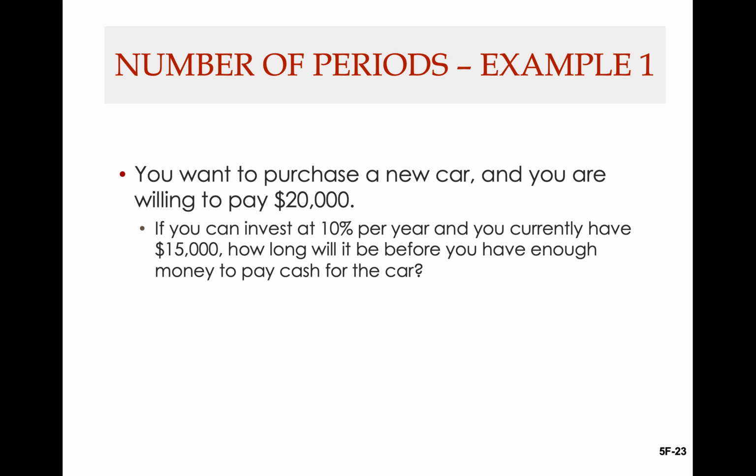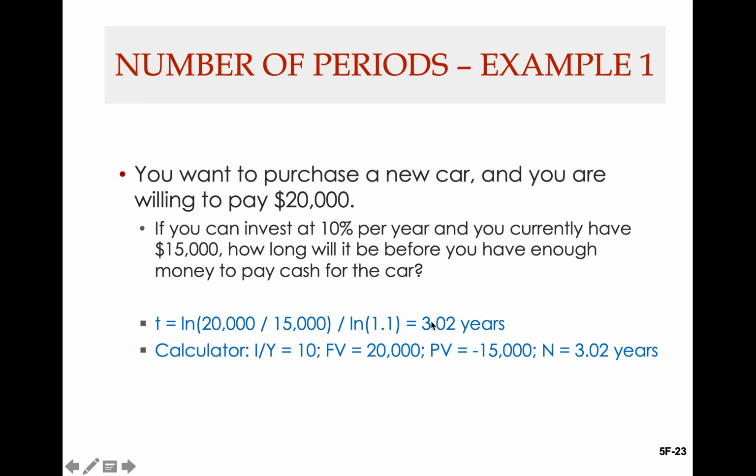Let's look at an example. You want to purchase a new car and you are willing to pay $20,000. If you can invest at 10% per year and you currently have $15,000, how long will it be before you have enough money to pay cash for the car? We can either use our formula, plug in the numbers for the future value, present value, and 1 plus the interest rate of 10%, and solve it and get 3.02 years.